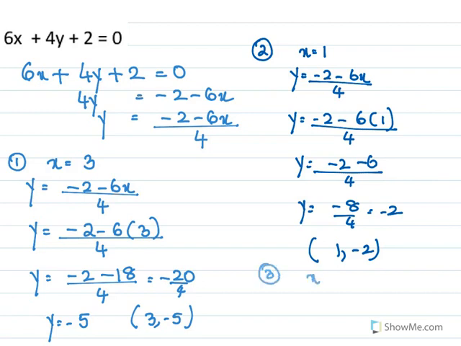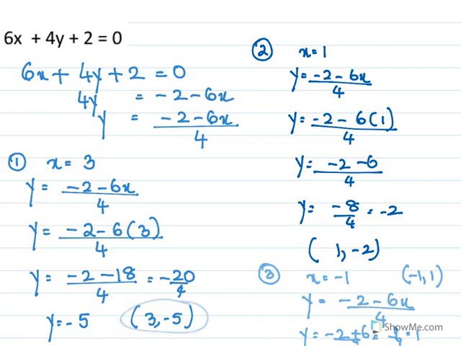Then for another point, say the third one, we will take x equal to minus 1. Now y equal to minus 2 minus 6x over 4. So wherever there is x, you put minus 1. And you will get y equal to minus 2 plus 6 over 4. That is 4 over 4, which is 1. So here the point is minus 1 and 1. So we've got 3 points. Now that we have the 3 points, this is point 1. Here is point 2. And this is point 3.